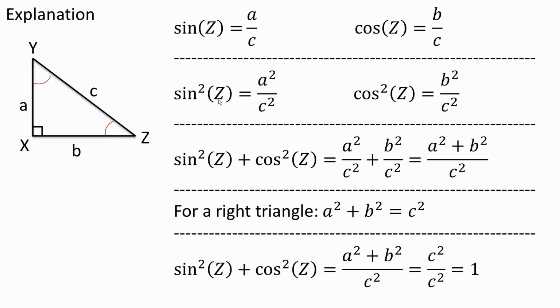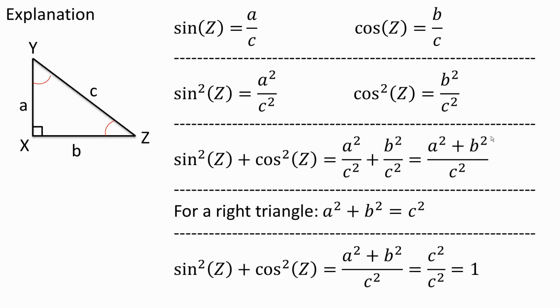And so sine squared z is equal to a squared divided by c squared. And cosine squared z is equal to b squared divided by c squared. And from here, I can say that sine squared z plus cosine squared z is equal to this value here plus this value here. And if you notice, we have a common denominator of c squared. And so I can put c squared in the bottom, and in the numerator, I would get a squared plus b squared. And we know for a right triangle, this side length squared plus this side length squared is equal to the hypotenuse squared. So we know that a squared plus b squared is equal to c squared.